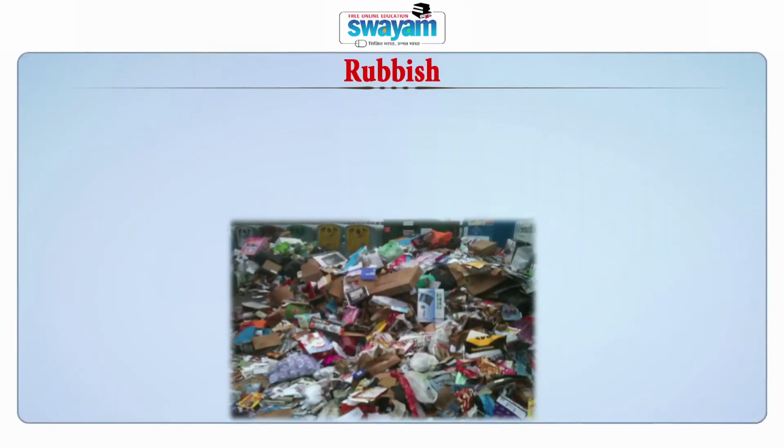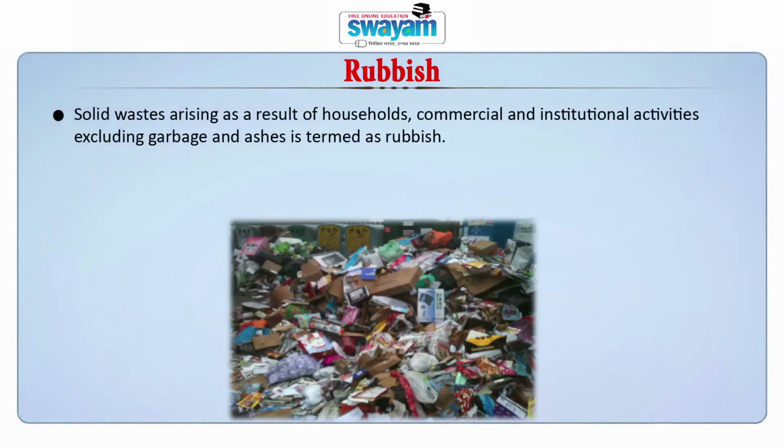The next category of solid waste is rubbish. Rubbish arises mainly as the result of household, commercial and institutional activities. This excludes garbage and ashes, because these are termed separately from rubbish. The examples of rubbish are paper, cardboard, carton boxes, torn clothes, bulk waste, etc.